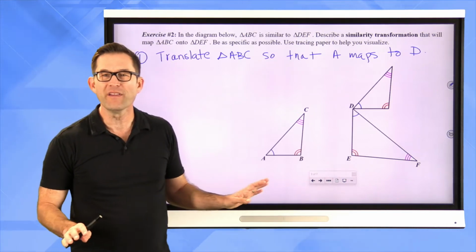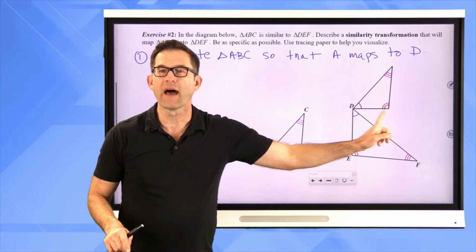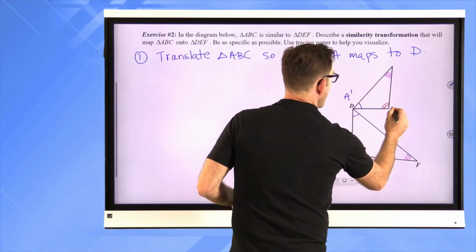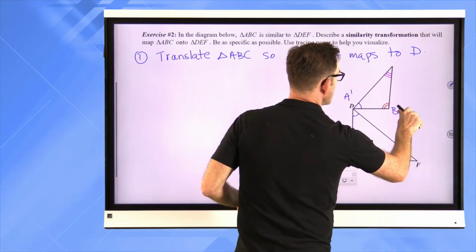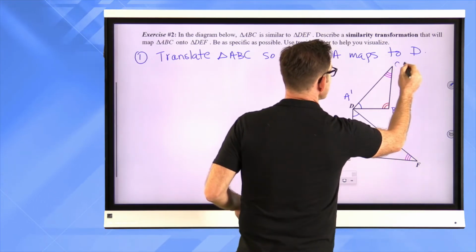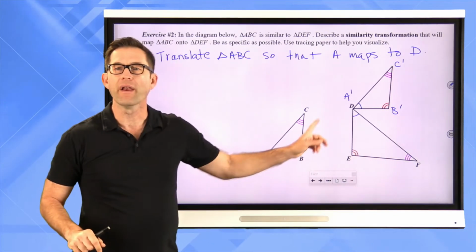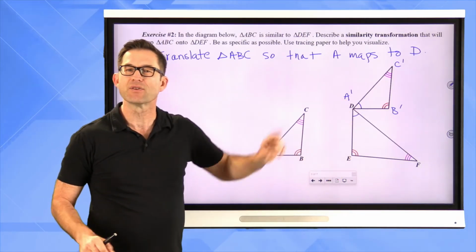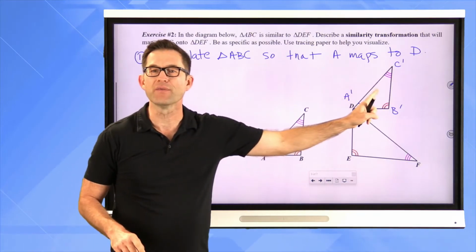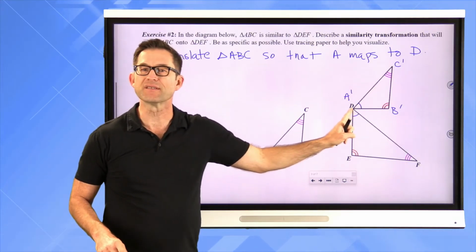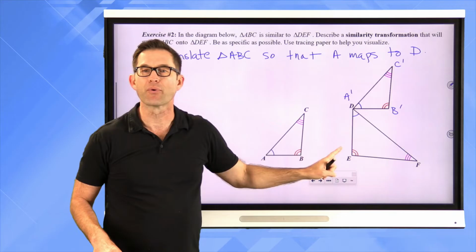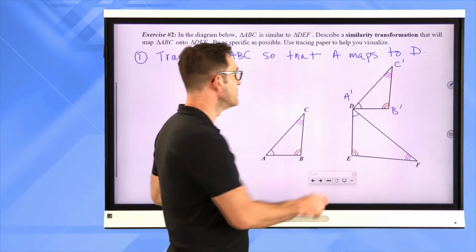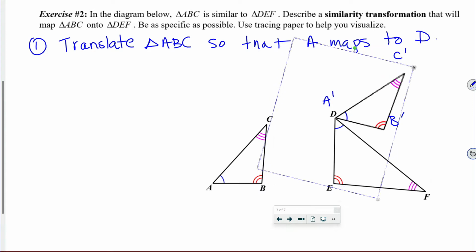Now, what I really want is, you know, A prime, B prime, C prime. I really now want A prime, B prime to lie right along DE, right? So now what I'd like to do is rotate this triangle using D as the center so that A prime, B prime, or really A double prime, B double prime, lands on DE. I want to do something that looks like this.